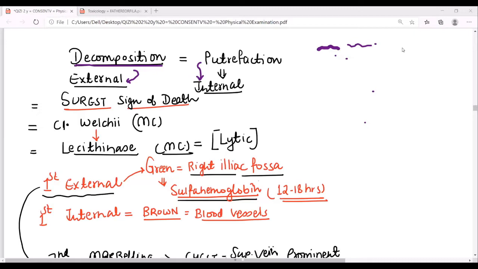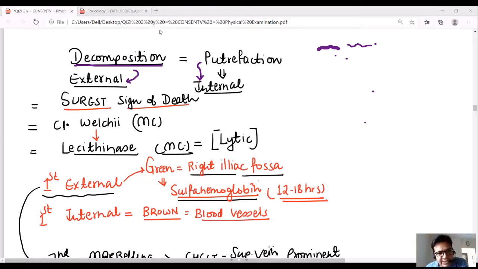Please don't write down the notes, just revise the notes. The word decomposition we use for external changes, and the word putrefaction we use for internal changes. Both mean rotting in Hindi.